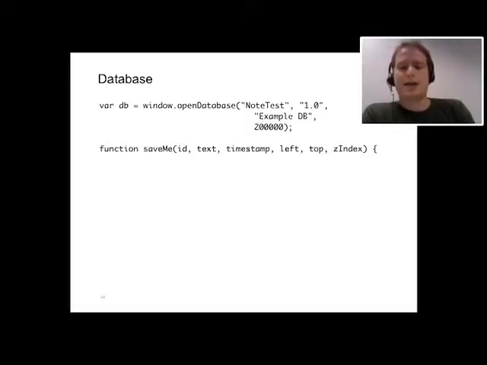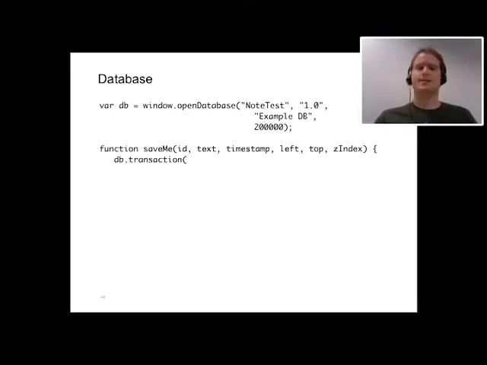Then let's look at an example save method. Here we're taking everything we need to save one of these notes. So we take an ID, some text, a timestamp of when it was made, where it is on the screen, and a z-index of how it's stacked. So the first thing is once you've opened your database, you get a database object, you need to do everything as a transaction. And you call db.transaction, and you give it a callback function that will be called when the transaction is ready to go.